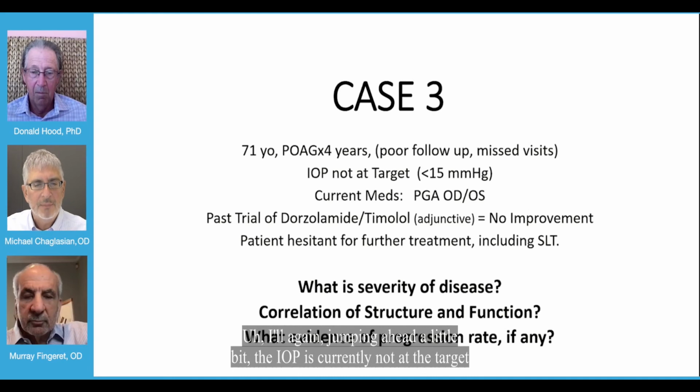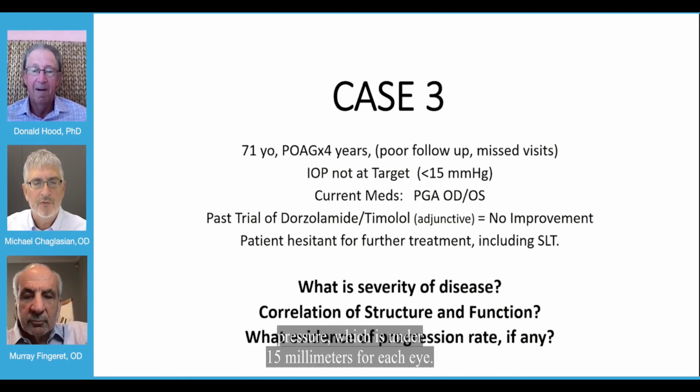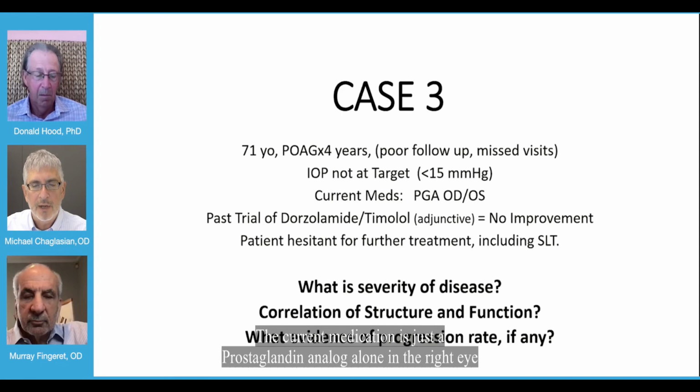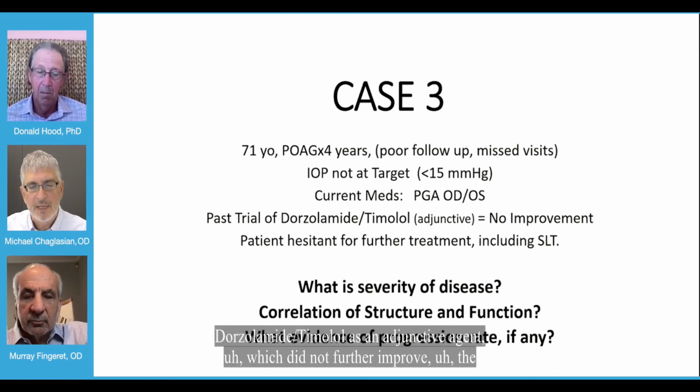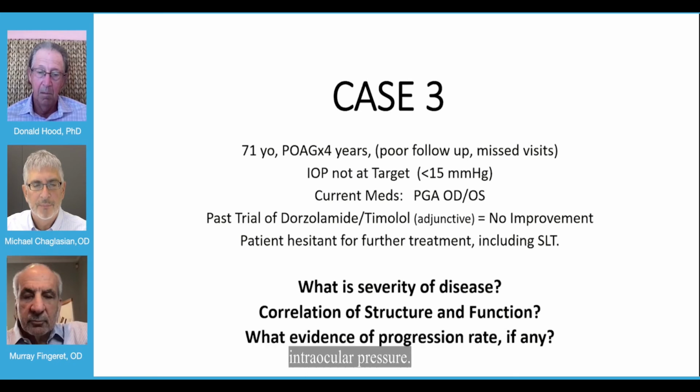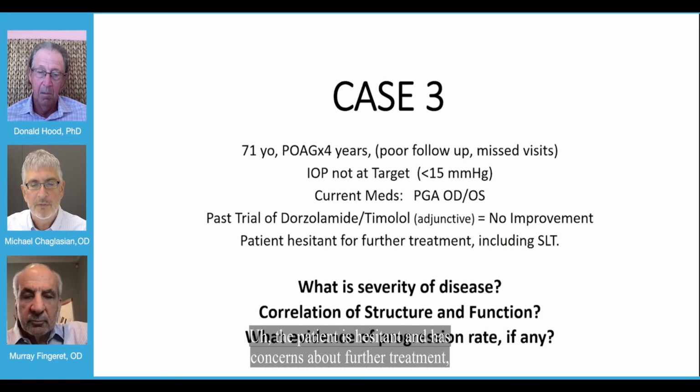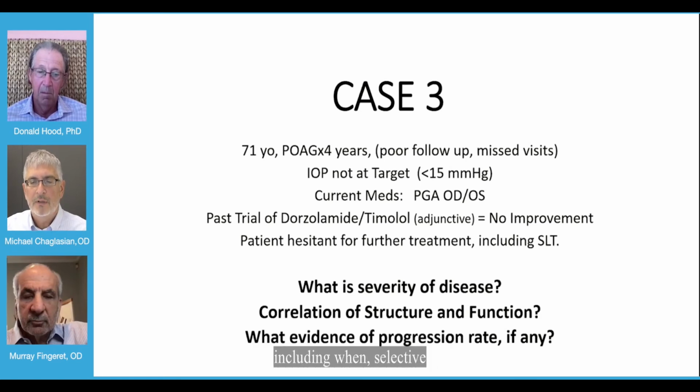Again, jumping ahead a little bit, the IOP is currently not at the target pressure, which is under 15 millimeters for each eye. The current medication is just a prostaglandin analog alone in the right eye and left eye. There have been past trials of other medications, including dorzolamide timolol as an adjunctive agent, which did not further improve the intraocular pressure. The patient is hesitant and has concerns about further treatment, including when selective laser trabeculoplasty was discussed with the patient.